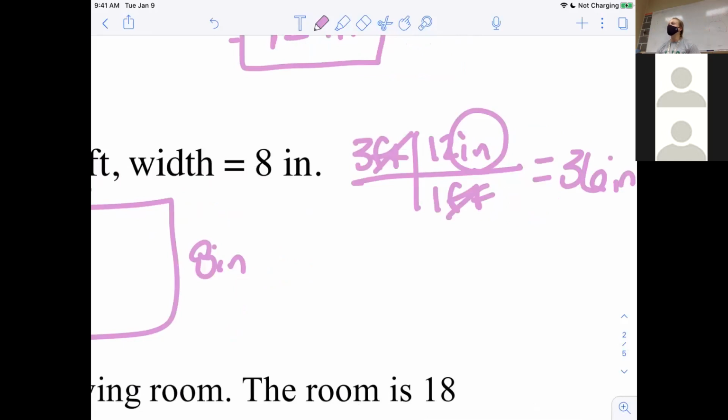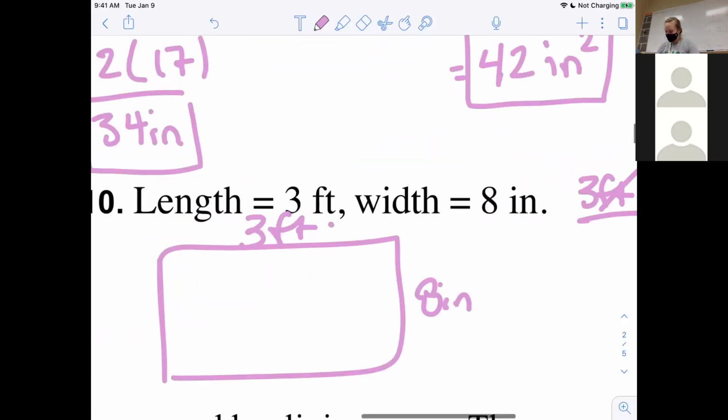It may seem silly for something like this where you're like, I know that I just multiply by 12. But if you do more, then it becomes a little bit more challenging. So I'm gonna write 36.